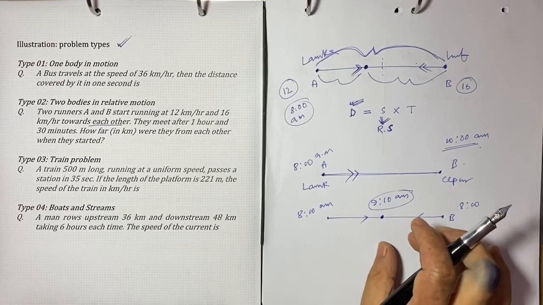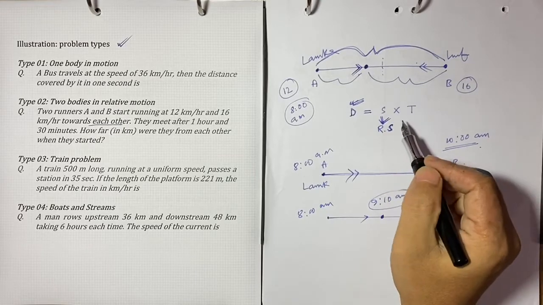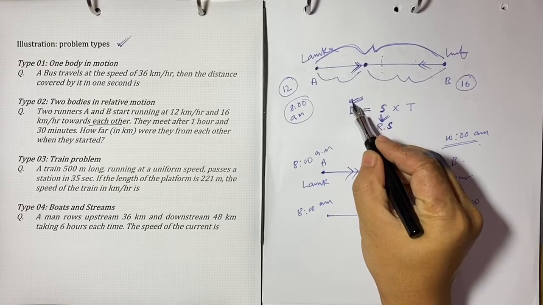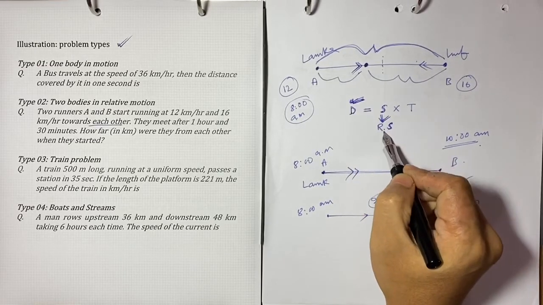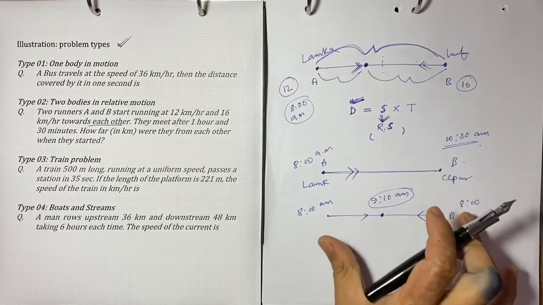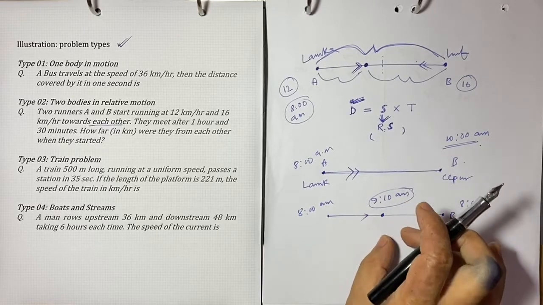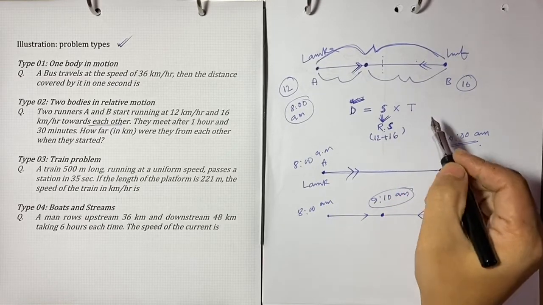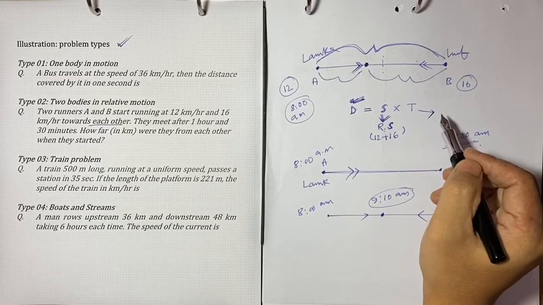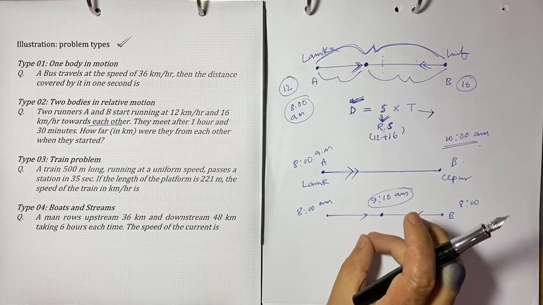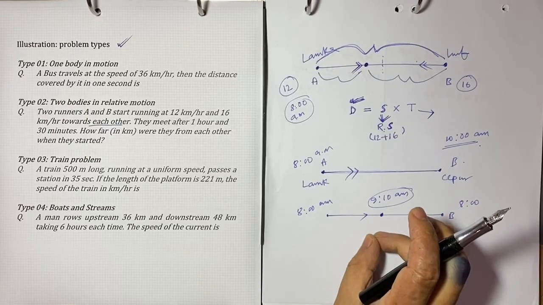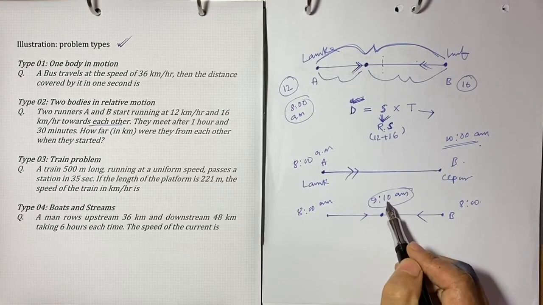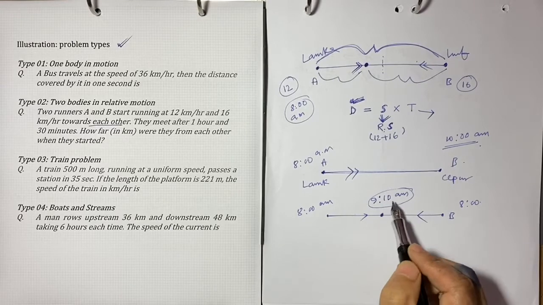So in this case, we use relative speed. For two bodies in motion the formula is the same, but we use relative speed. When they move in opposite directions, we add the speeds: 12 plus 16. Then time is the duration they take to meet. For example, if they start at 8 and meet at 9:10 a.m., the time is 1 hour 10 minutes, that is 70 minutes.